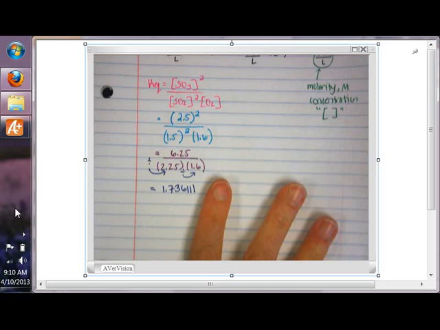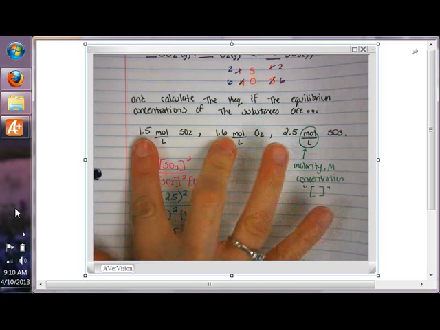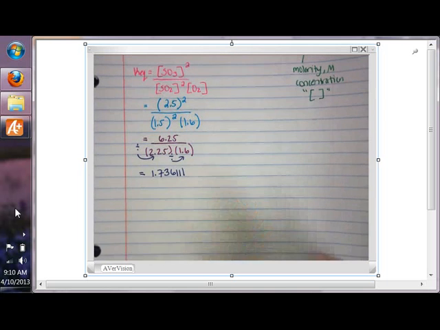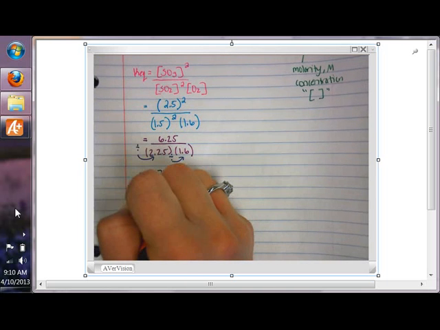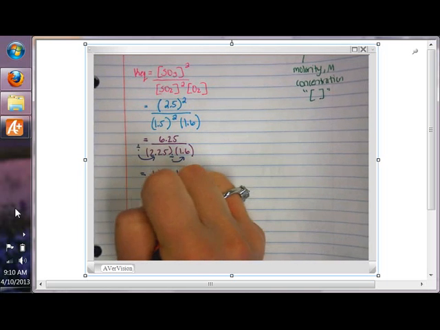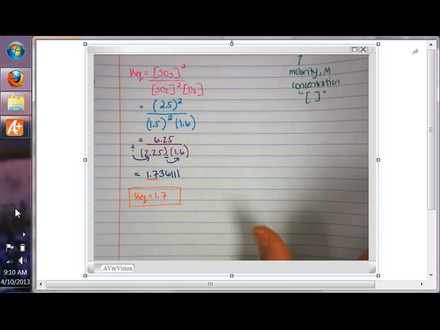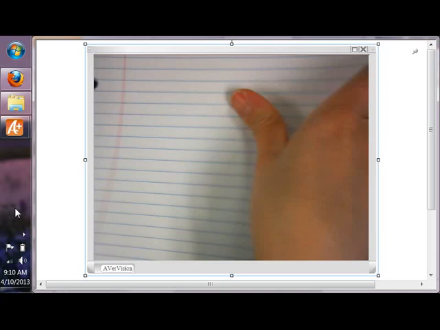And look back at the problem. Looks like all three of these are 2 sig figs, so the answer is going to have 2 sig figs. So the KEQ just equals 1.7. It doesn't round up. Okay, one last problem. We're going to increase the difficulty a little bit, and this is going to be example 3.